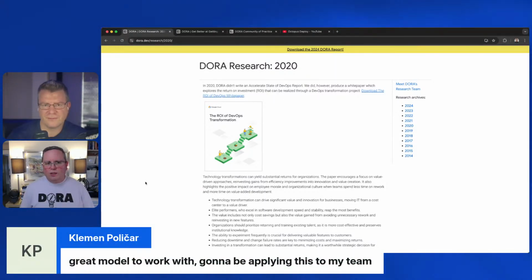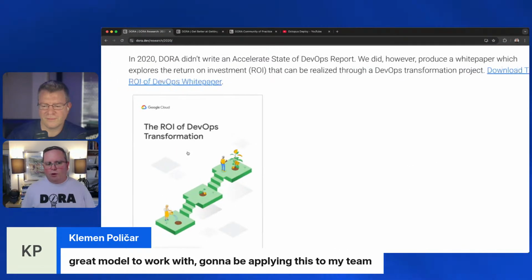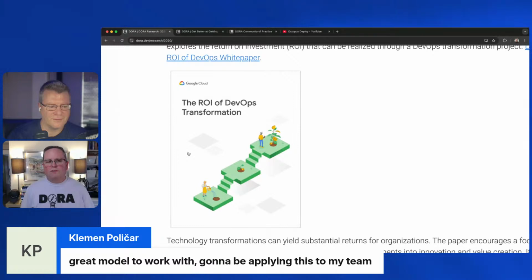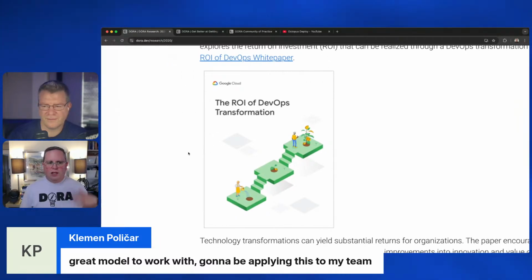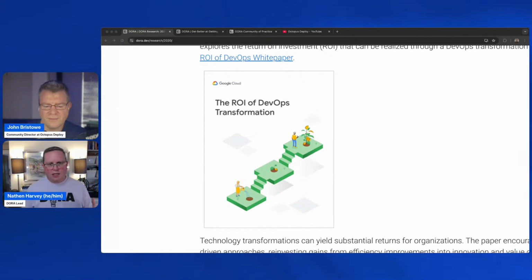But one of the things that we did publish in 2020 was this ROI of DevOps transformation report. Now, this report itself is full of good formulas that you can use to talk to your leadership about why we want to improve software delivery performance. Because let's be frank, your CEO and your CFO probably don't care how many deploys you did last year, but they want to understand what that means for them. How does that impact the business metrics that we care about?